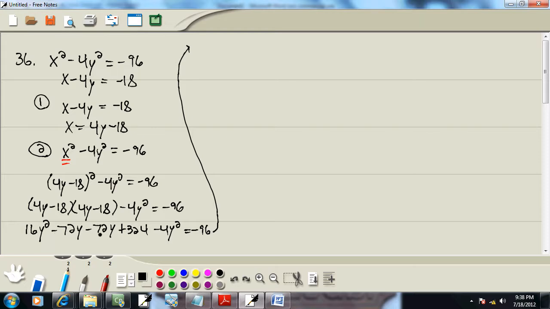Well, combine like terms. 16y squared minus 4y squared gives us 12y squared. Negative 72y minus 72y is negative 144y. And I got plus 324, and I'll bring the negative 96 to the left side and it becomes a positive 96. The reason I did that is because we got a y squared, which means we want everything on one side and 0 on the other side. Minus 144y, and adding those together, 324 plus 96 is 420.